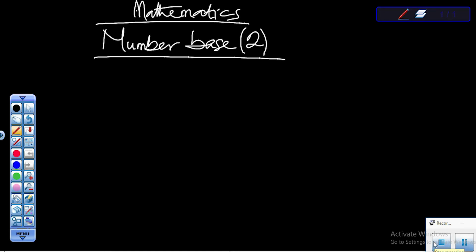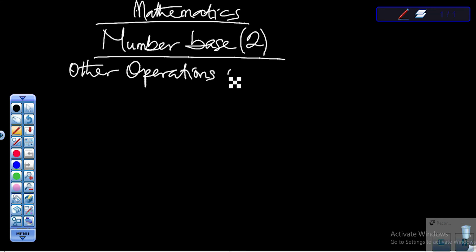Alright, now let's go down to the second aspect that I would love to talk about on number-based system: other operations. In this aspect, we'll be talking about how to move from bases that are different from each other, as I've explained in the last class. And we'll be talking about addition, subtraction, multiplication, and division in number-based system.